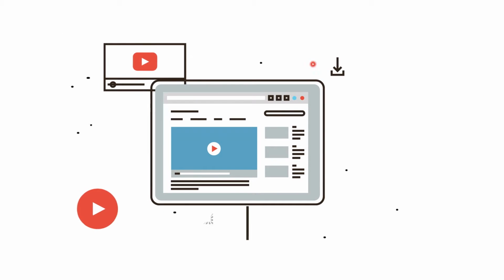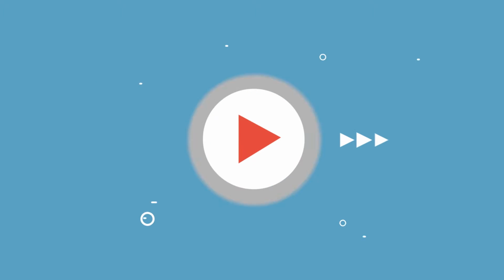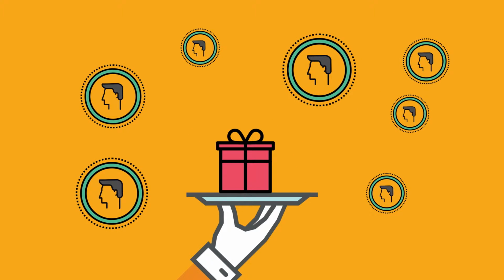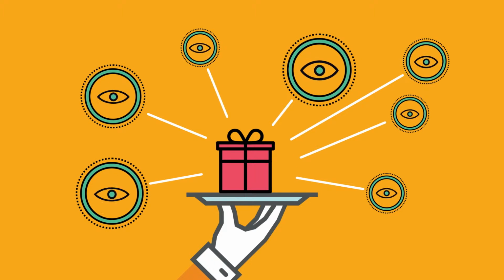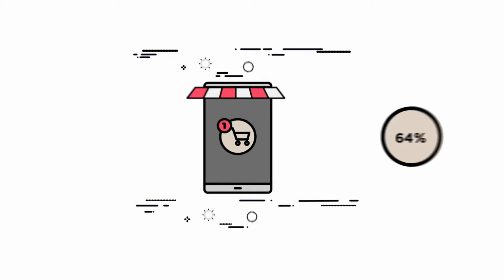Explainer videos are animated videos that help explain your company's product or solution in a concise and compelling way. They not only attract attention, but also create a tremendous impact. Statistics show that they increase the chances of appearing on the first page of search results by 50 times and propel sales on online retail stores by 64%.